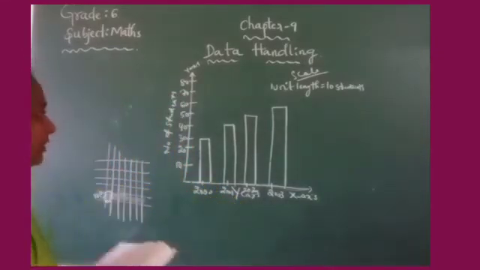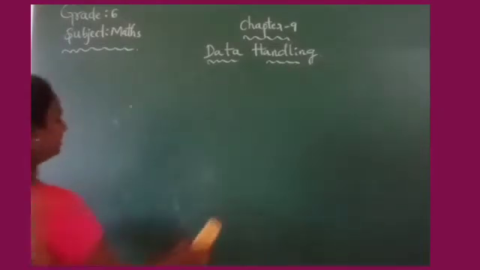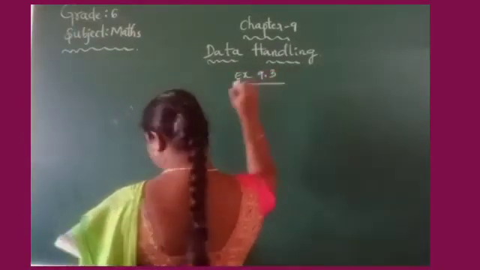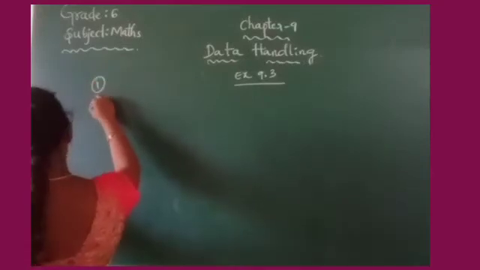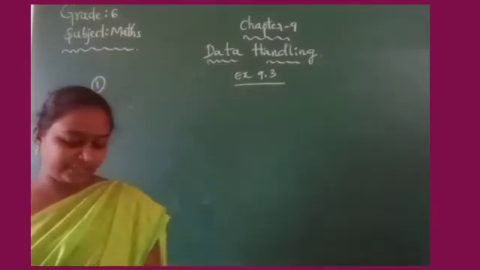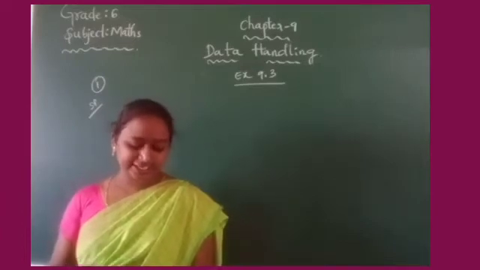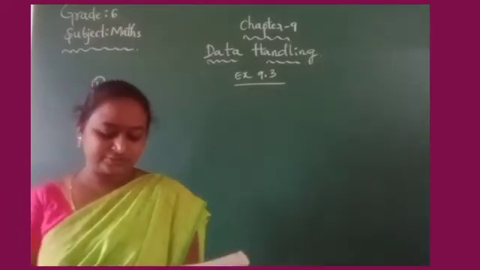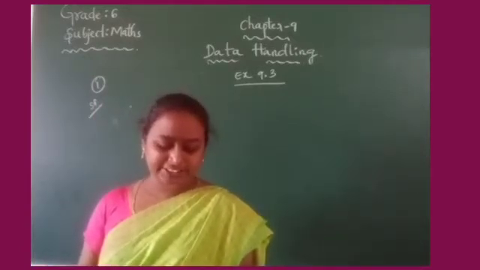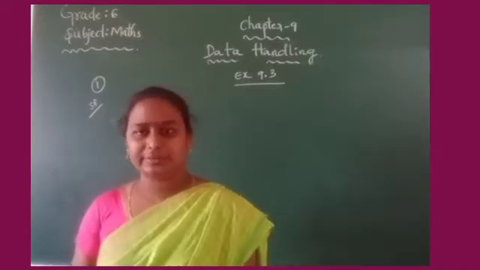Keep the heading in your notebook: Exercise 9.3. See here the first question. The bar graph given alongside shows the amount of wheat purchased by the government during the years 1998 to 2002. Read the bar graph and write down your observations. In which year was the wheat production maximum, and in which year minimum?